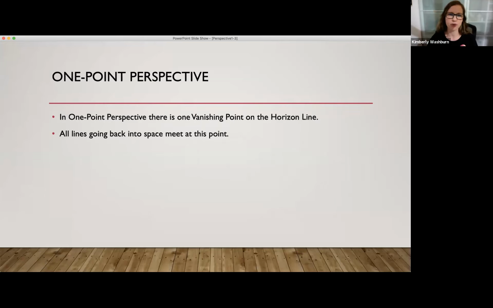And that vanishing point is going to be on the horizon line. Now again, we're going to look at some examples of this. So if you're a little confused, just hang on and we'll look at some examples together. All the lines in our drawing that we want to make it look like it's three-dimensional, all of those lines are going to meet at the vanishing point. So let's look at some examples of that.